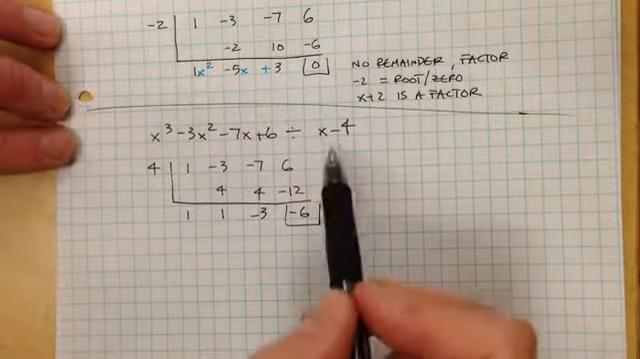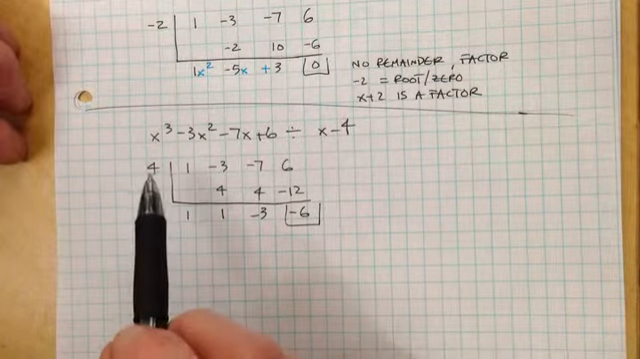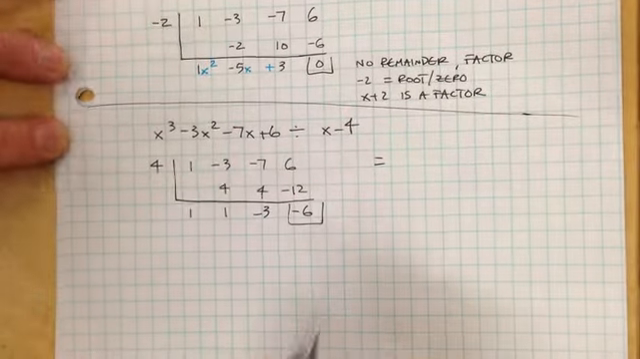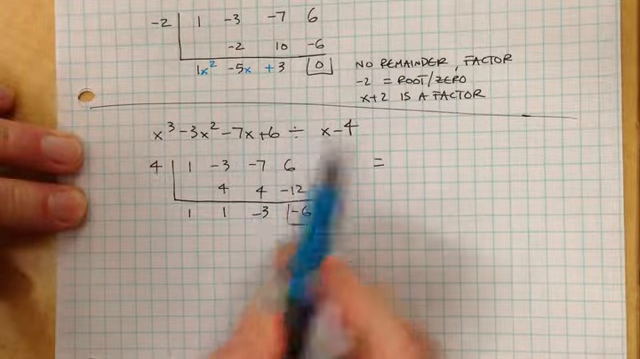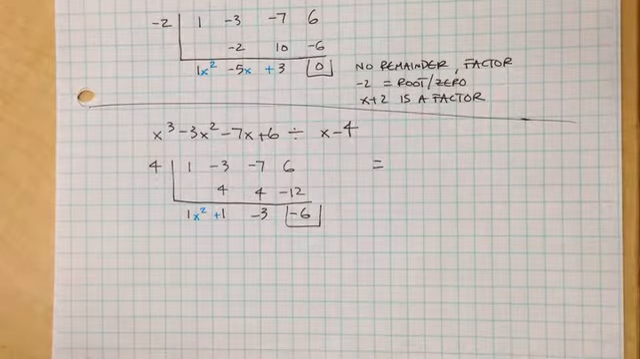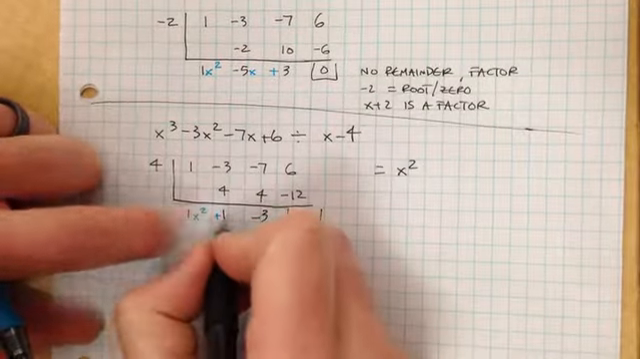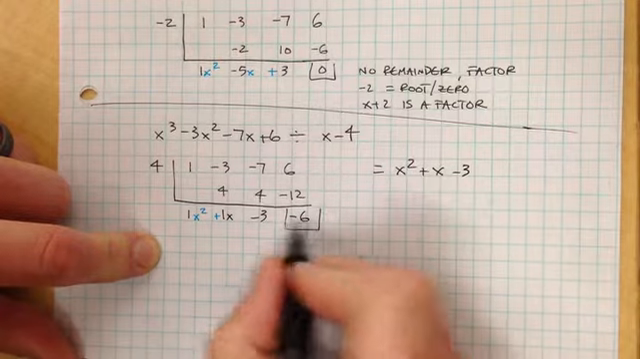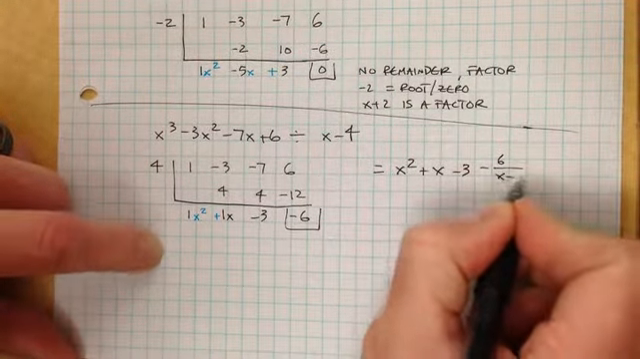It does not go in there evenly. That means that x minus 4 is not a factor. 4 is not a root or a 0. So this division problem ends up being knocked down 1 degree, from 3, divided by an x gives me an x squared plus x minus 3. So my answer to this division problem would be x squared plus 1x, excuse me, I forgot that x there, plus x minus 3 with a remainder of negative 6 over what I'm dividing by, x minus 4.